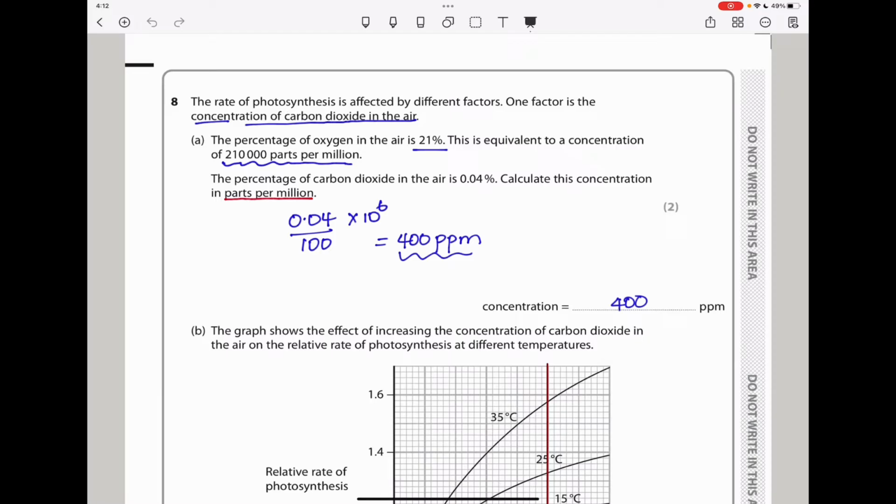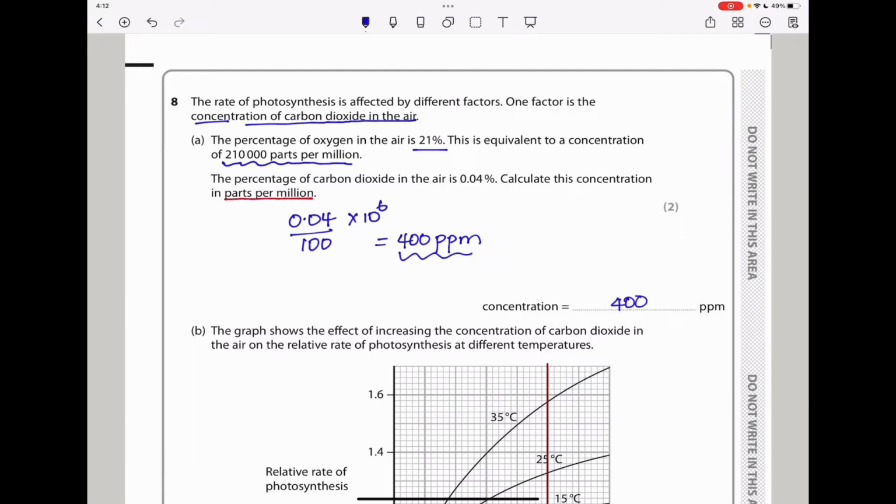The rate of photosynthesis is affected by different factors. One factor is the concentration of carbon dioxide in the air. The percentage of oxygen in the air is 21%, and this is equivalent to a concentration of 210 parts per million. The percentage of carbon dioxide in the air is 0.04%. They want you to calculate this concentration in parts per million.